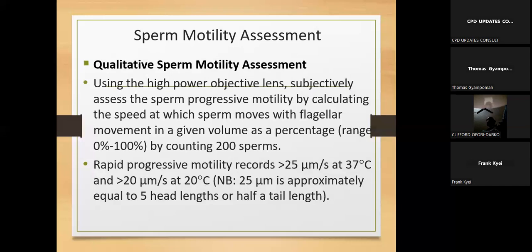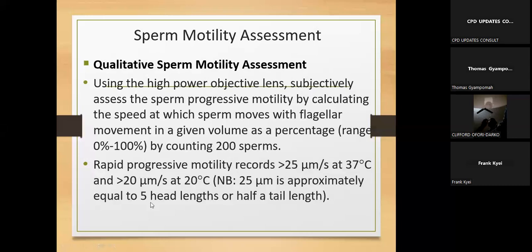So what it means is that when the sperms are moving at 37 degrees, they'll move faster. When they are moving at room temperature, they'll move slower. But the slower movement should be considered as high because you should have compensated. This is going to compensate for the difference in the temperatures. I hope that point is clear. Good.